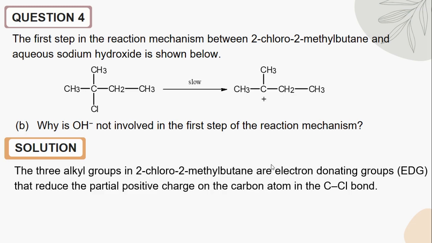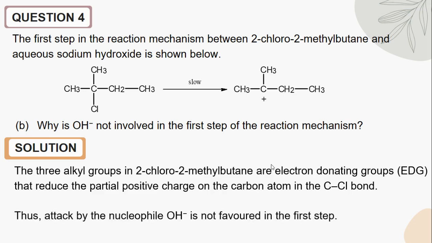So what happens if your alpha carbon has less partial positive charge? The attack by the nucleophile is not favored, or OH minus does not attack the alpha carbon in the first step. Alright, so in terms of marks, this explanation, both mentioning the electron donating groups and the reduced partial positive charge, gets you 1 mark. And what happened? OH minus attack is not favored, which gets you the other 1 mark.